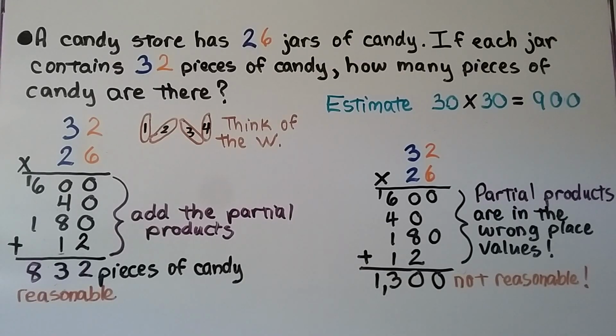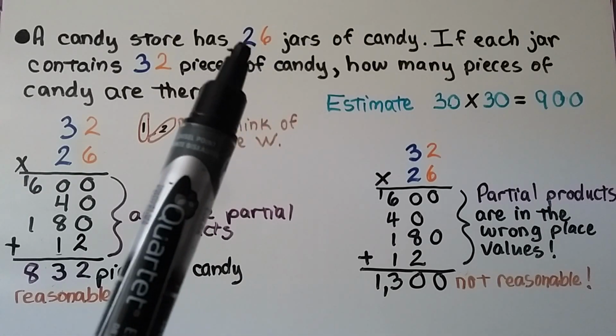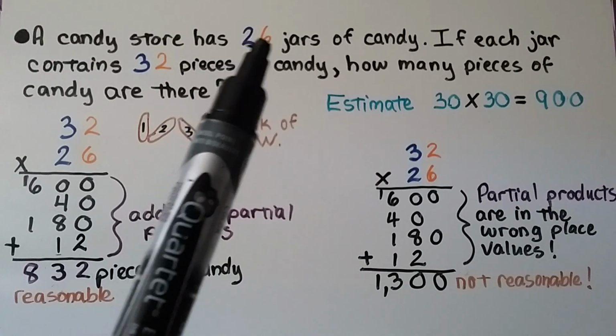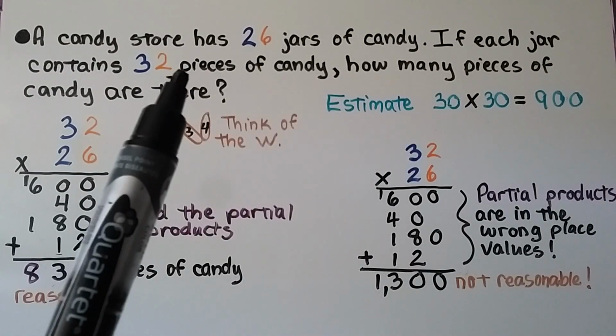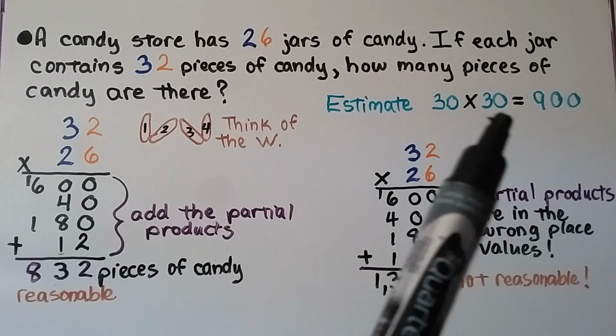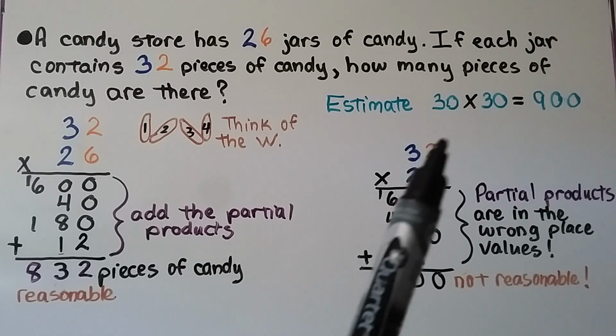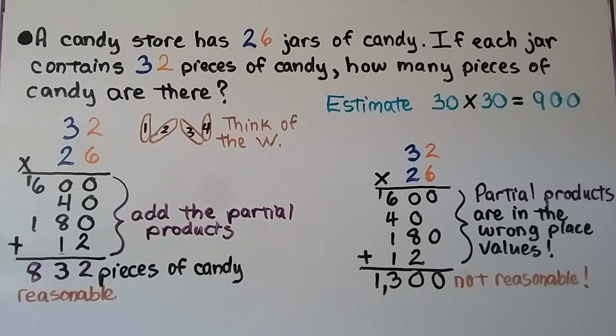A candy store has 26 jars of candy. If each jar contains 32 pieces of candy, how many pieces of candy are there? We need to multiply 26 times 32. We can estimate: the 6 tells the 2 to go up to a 3, and it becomes a 0, so we have a 30. And the 2 tells the 3 to stay the same and becomes a 0, so we have another 30. And 30 times 30 is 900. We think of 3 times 3 as 9, and we have 2 zeros in the factors, so we have 2 zeros in the product. We have 900 for our estimate.